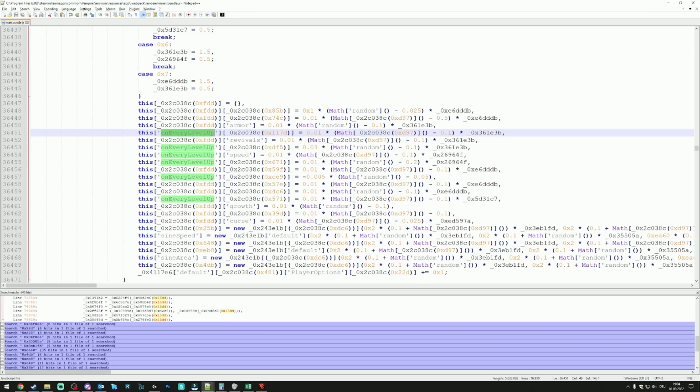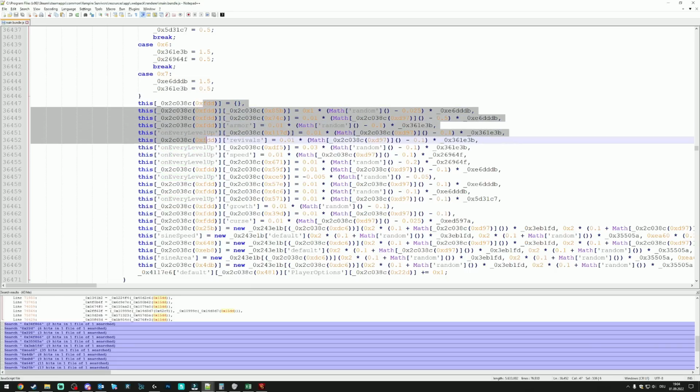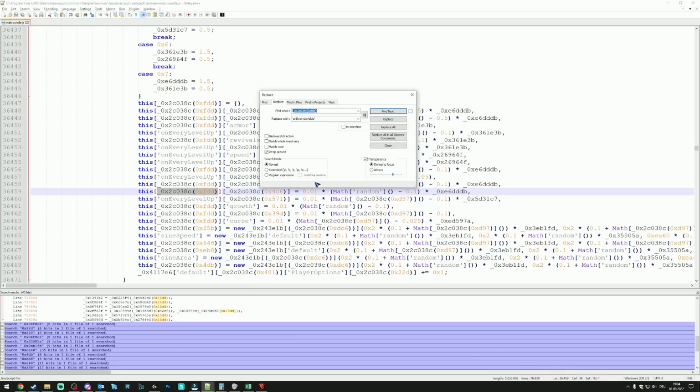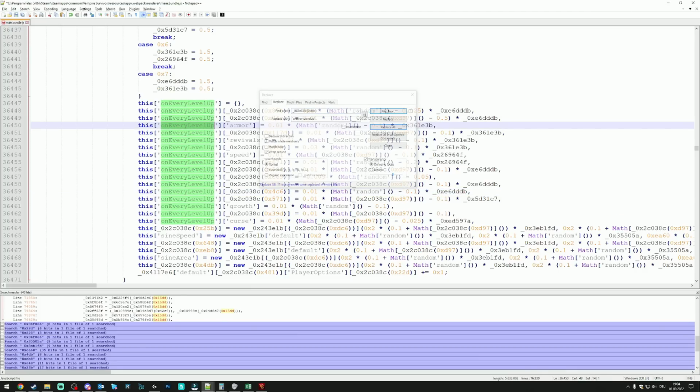But back to the code, if you see something like this, all of these are on every level up. These are the same, these are the same. So what you can do is, you can just copy this, and you can go in here, and then you would replace them with each other, replace all, bam. A lot easier to read.